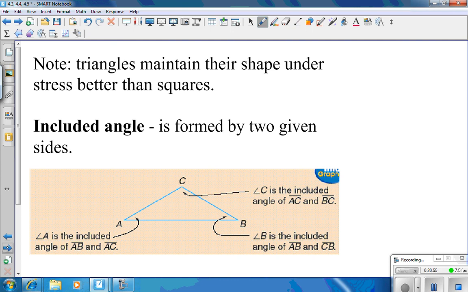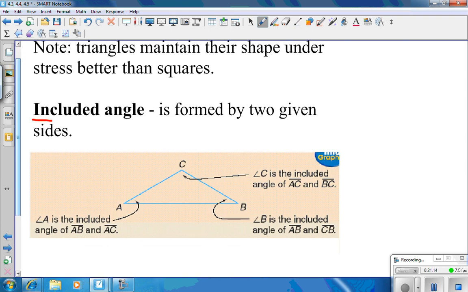All right. Remember, this is just a nice piece of information to remember. Triangles maintain their shape better than a square. That's why a lot of times, bridges are made with triangle pieces, as it holds its shape better so you don't bend. Another term that you need to know is called the included angle, and that is the angle between the two sides. The included angle is the angle between two sides.